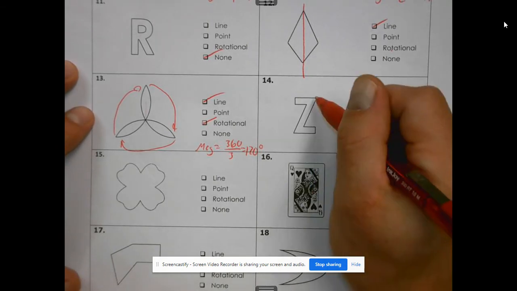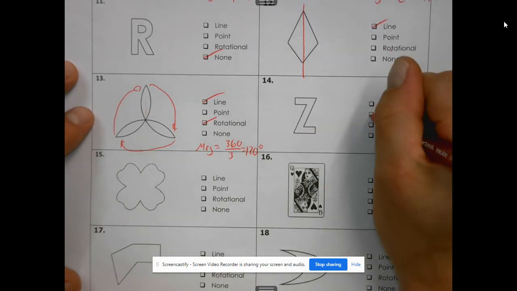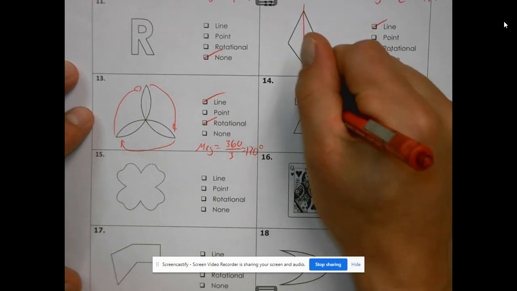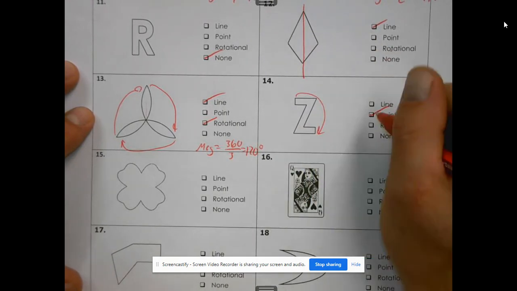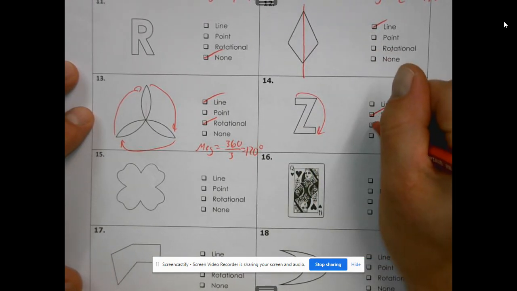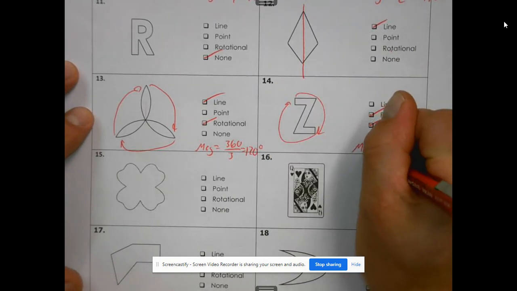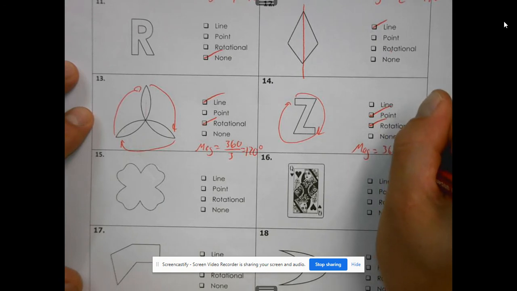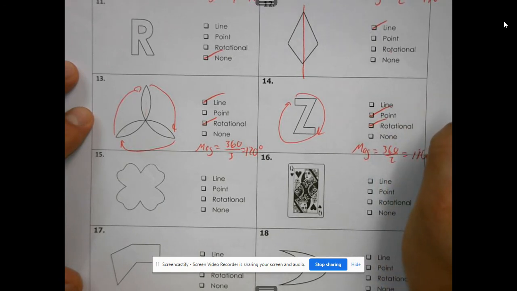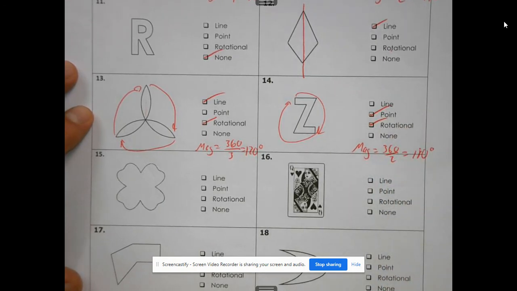14, line symmetry. Nope. For sure, point symmetry. If I rotate it 180, it still looks the same. If it has point, it automatically has rotational. I can rotate this thing 2 times to get back to the original. So I take 360 divided by 2. Your magnitude is 180.